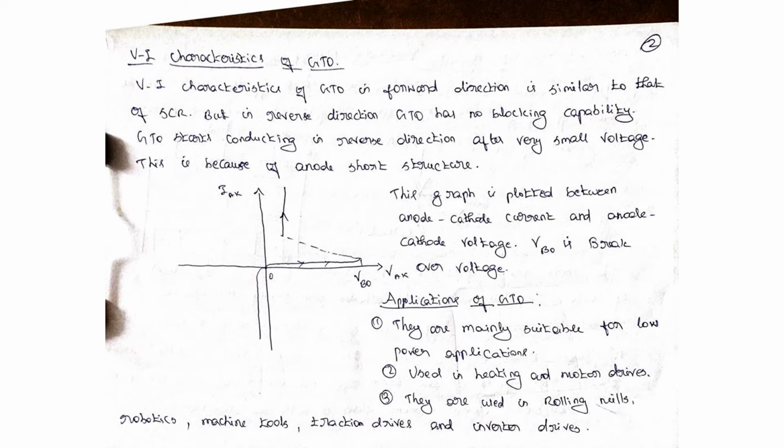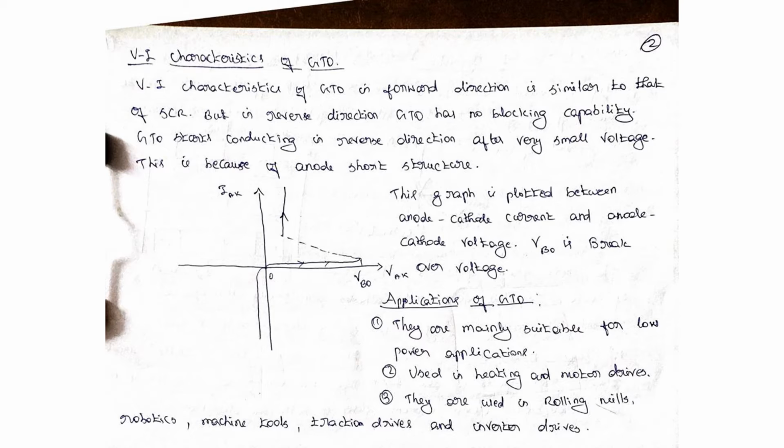Now we'll see the VI characteristics of the GTO. The graph is plotted between the anode cathode voltage and the anode cathode current. From 0 to VBO, which is the breakover voltage, the GTO will be in forward blocking mode. Whenever the voltage is greater than VBO, it turns on.